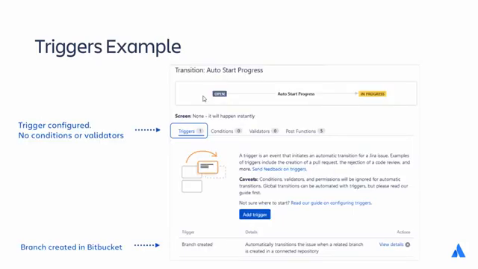Let's look at an example of how a trigger appears when configured in Jira. Notice the number 1 next to the Triggers tab on the transition, and there are no conditions or validators. If there were, they would be ignored. The branch created trigger automatically transitions the issue when a related branch is created in a connected Bitbucket repository.